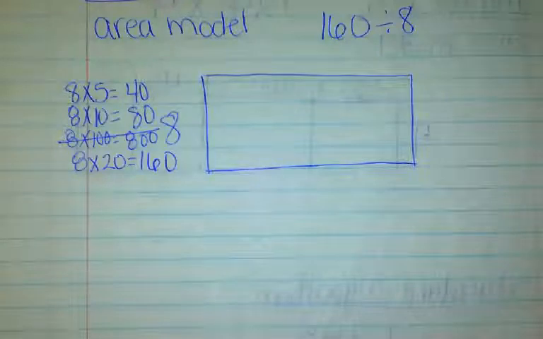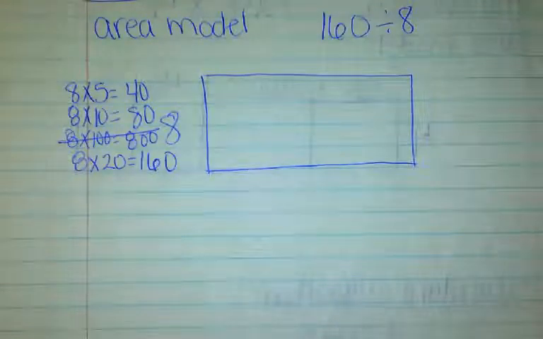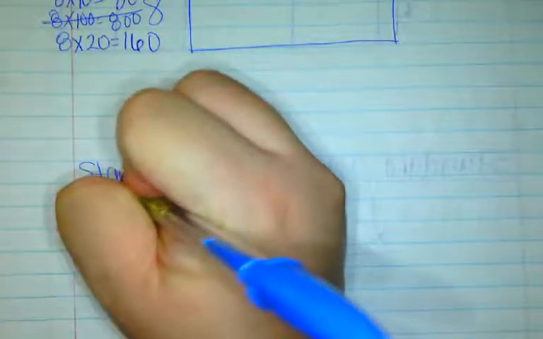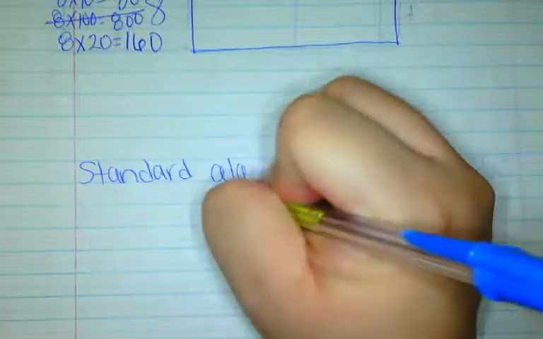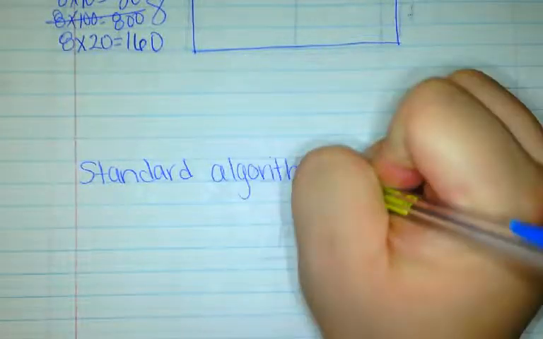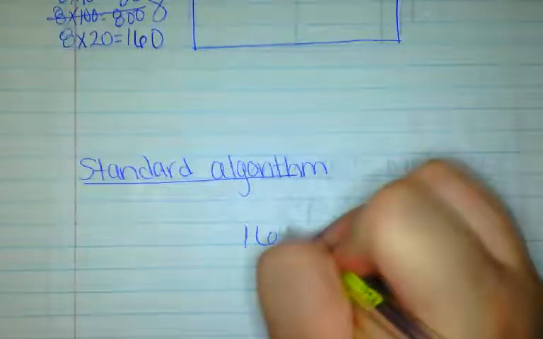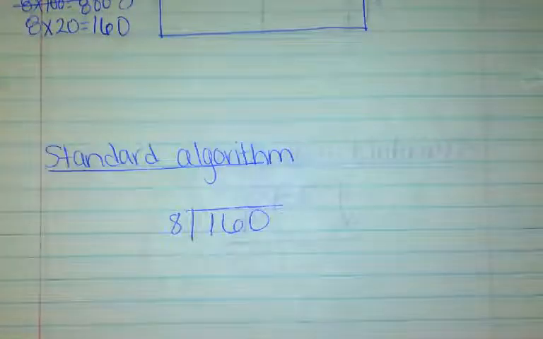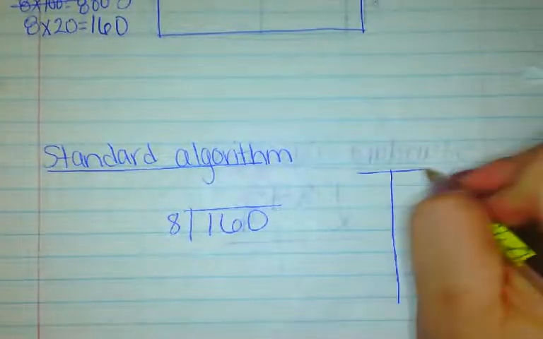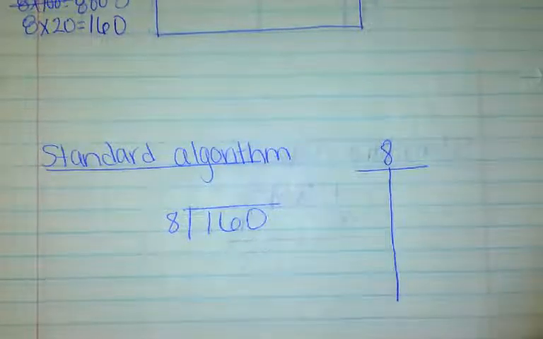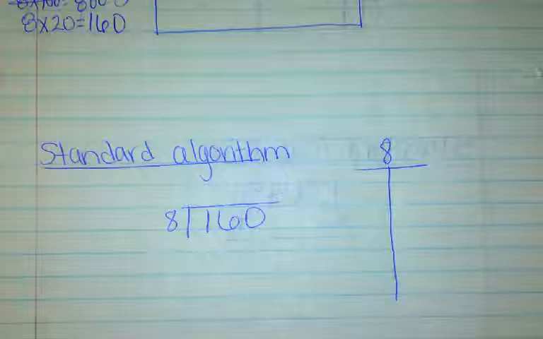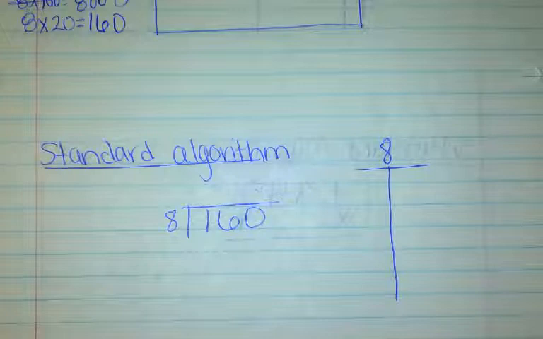So technically, you're not going to break it up anymore. But you figure that out at home. Then your standard algorithm. Your standard algorithm should be 160 divided by 8. Do not forget to do your T-chart of 8. And if you rewind the video, you can see how we already did the T-chart of 8 in the other problem, right? Yes. Any questions on that? No. Okay, very good.